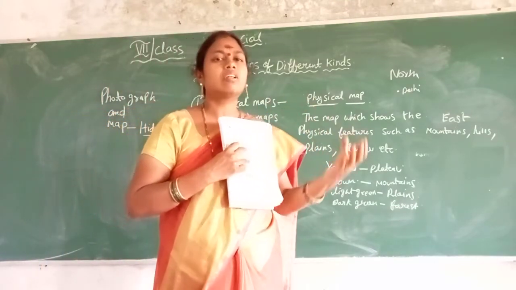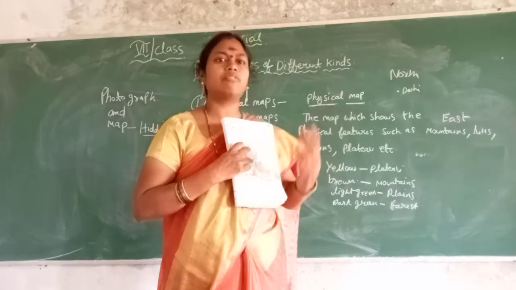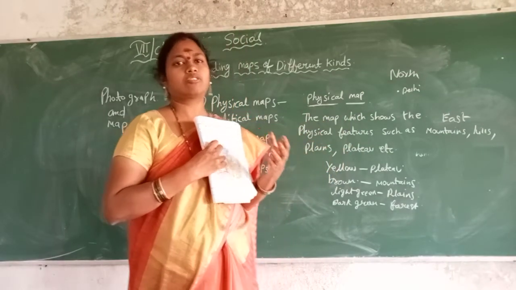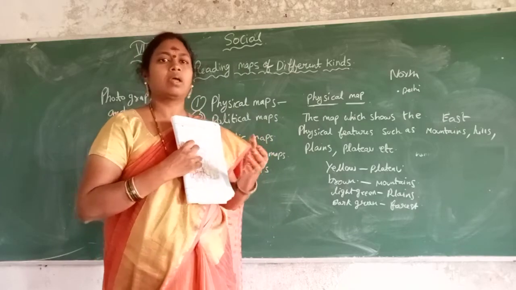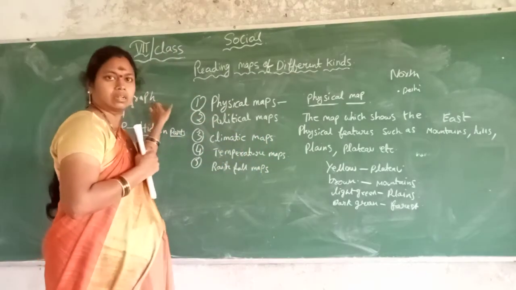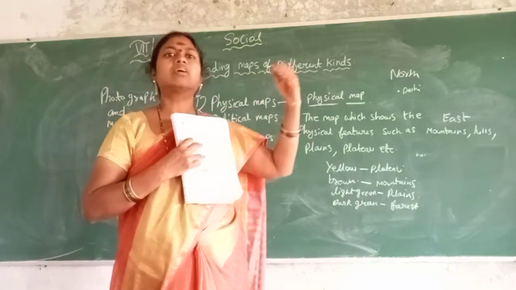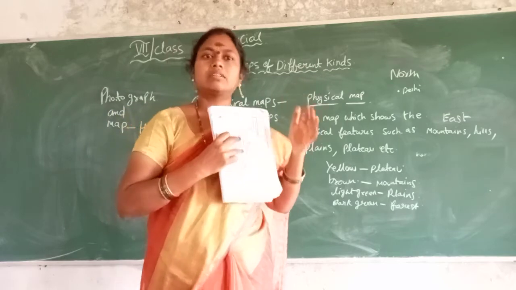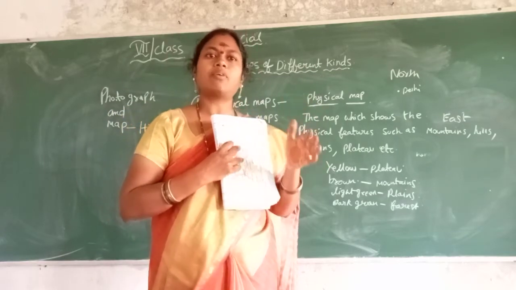You can show the physical features, you can show different kinds of villages, capitals, climatic conditions, temperatures, etc. So there are so many uses of a map. But whereas the photograph, it is very limited. You can cover only certain things, only the visible things. So that is the difference between a photograph and a map.